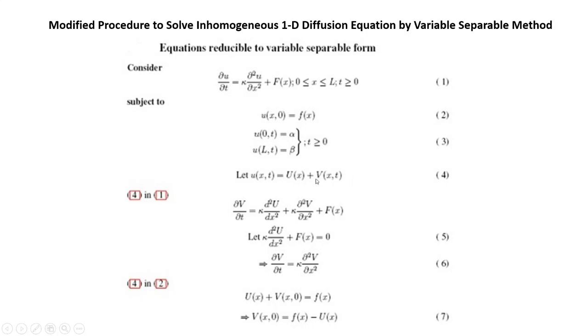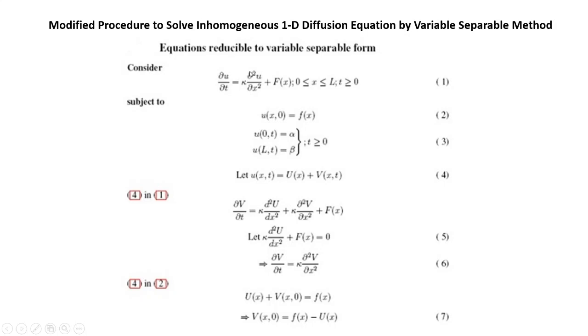Now since we have assumed 4 as the solution of equation 1, equation 4 has to satisfy equation 1. So we need dou u by dou t. We also need dou square u by dou x square. So take equation 4 and differentiate it with respect to t. Again take equation 4 and differentiate it twice with respect to x, and then substitute in 1. So what do we get? When you differentiate u with respect to t, you can see that the first term vanishes as it is a function of x, which means it is a constant when you are differentiating with respect to t. So dou u by dou t will now look like simply dou V by dou t.